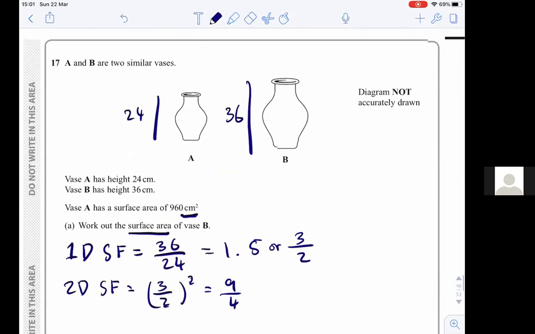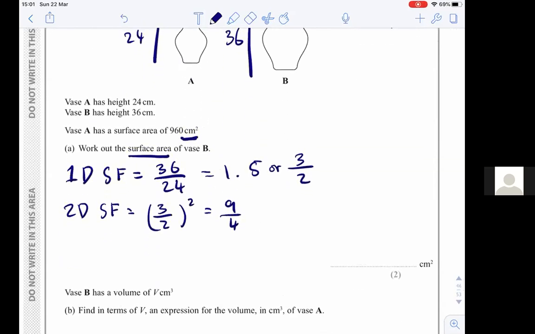So the surface area of B, if vase A has a surface area of 960, it's going to be 960 times 9 over 4, which is 2160.